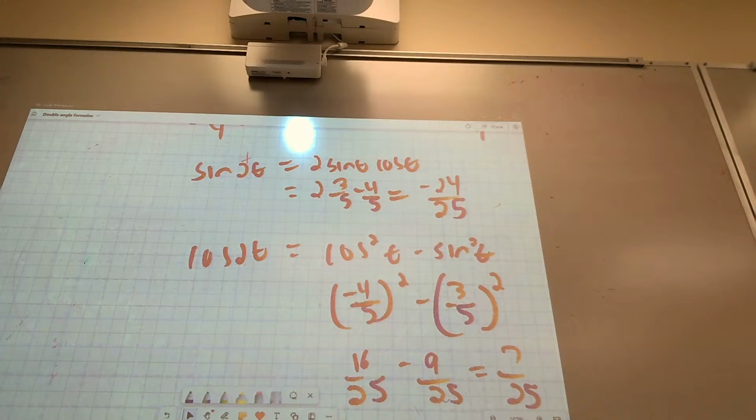Okay, let's go to the next one, tan 2 theta. So you have 2 tan theta over 1 minus tan squared theta. Now you have to get your common denominator.